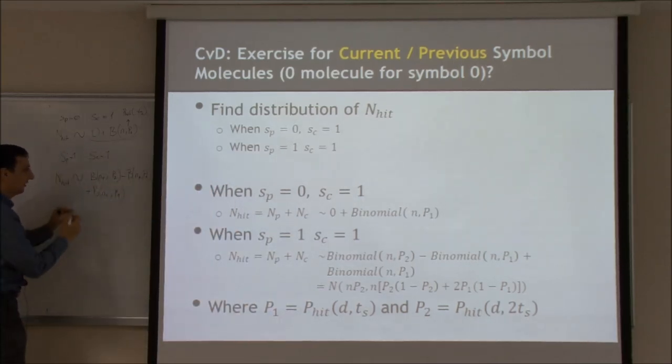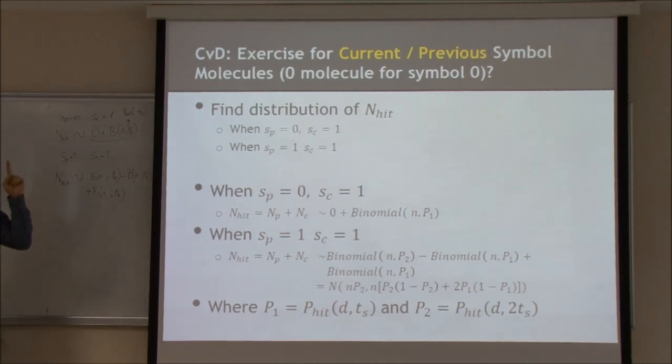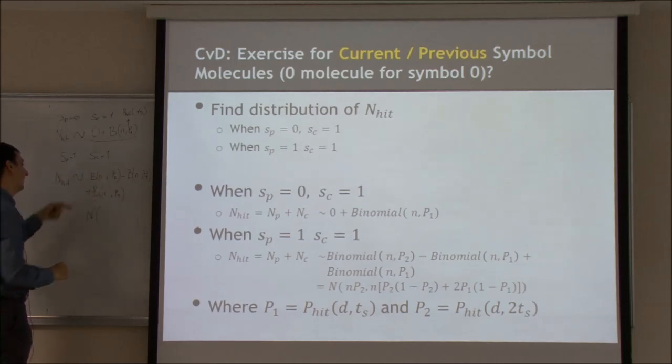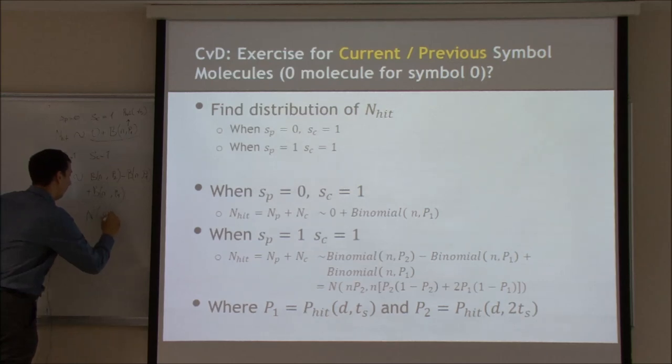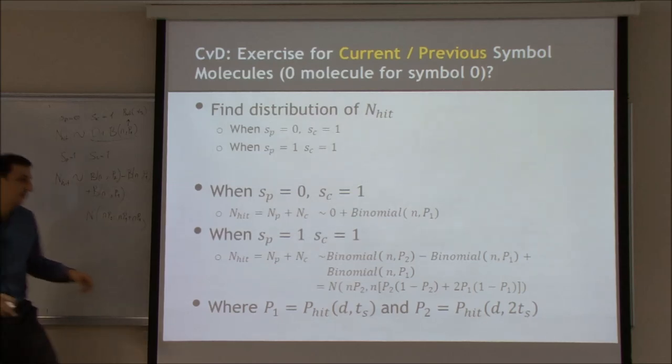What is the mean? Let's evaluate this one. If I release N molecules for sending one, let's say they are all N, the mean will be N P2 minus N P1 plus N P1. This is the mean, which is N P2. If you make Gaussian approximations, you will see this is the result, okay?